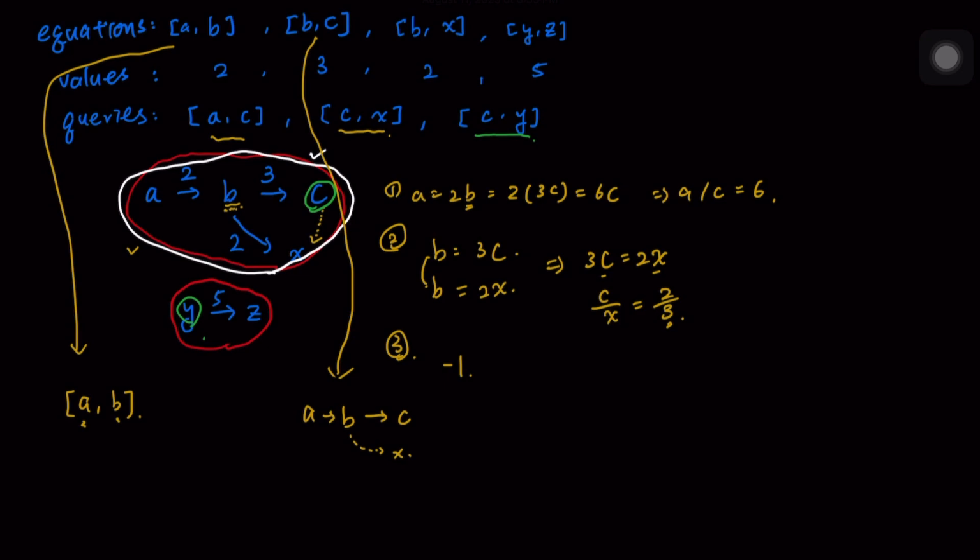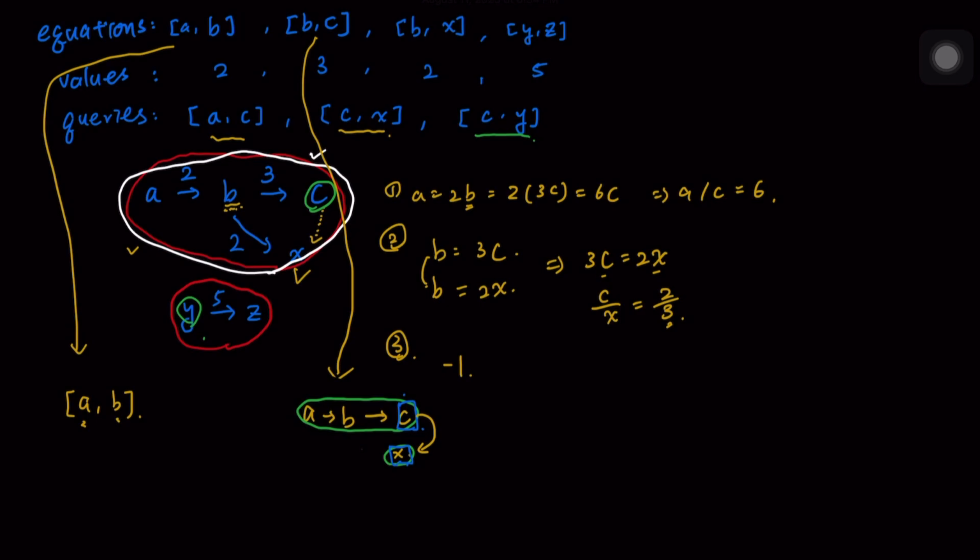The next equation is B points to X. But if you remember, in union find, we always want to use the parent node to merge with another parent node. This means A, B and C are one group, and X is another subgroup, and we want to merge them together. For A, B and C, the parent node is C. And for X, the parent node is itself. So when we merge them, we want a pointer from C to X rather than from B to X.